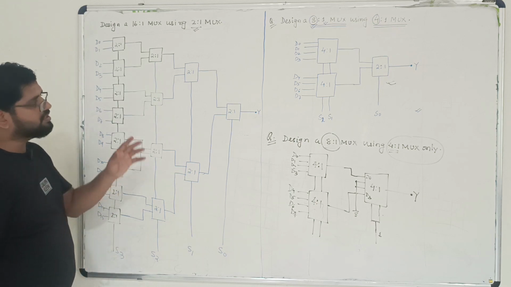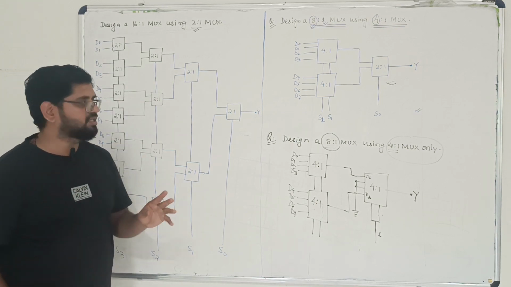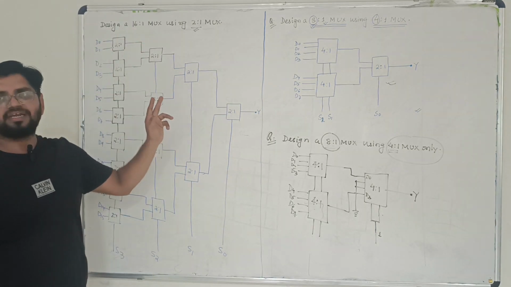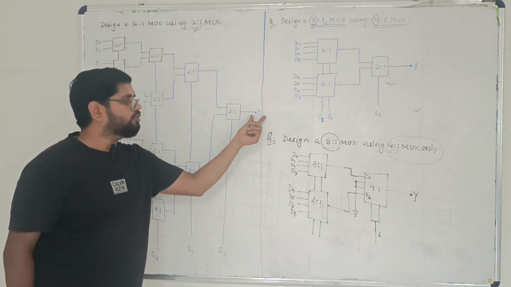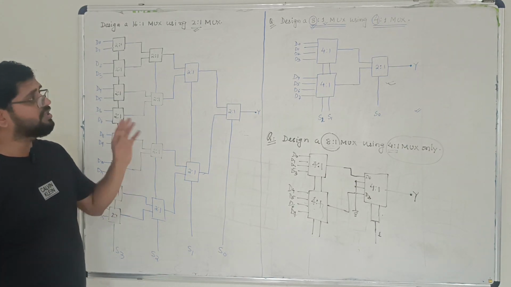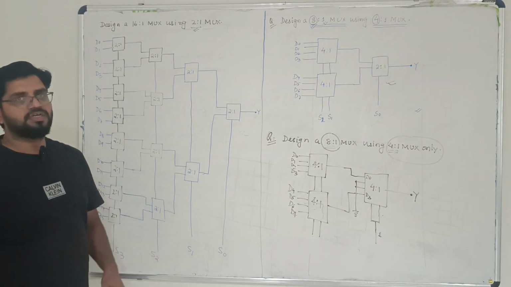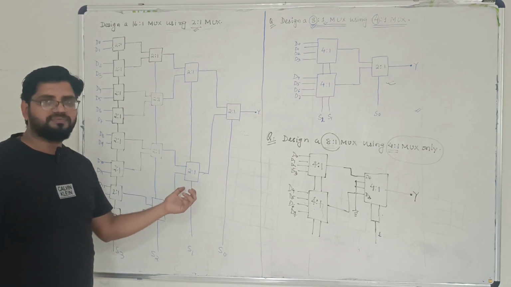So while going for the design of a multiplexer tree, you have to keep only three things in mind. The first thing is the input requirement, then the select line requirement, and the output requirement. Output is always one that you have to take into consideration. So this is all about the multiplexer tree. You can solve different numbers of questions. If you have any doubt in that, you can come up with that.